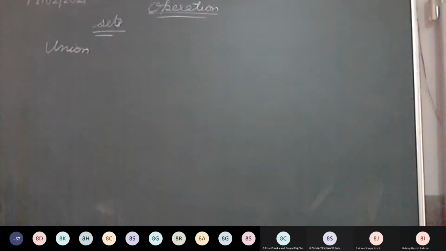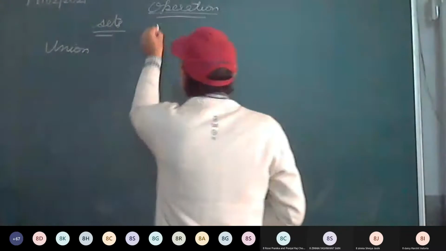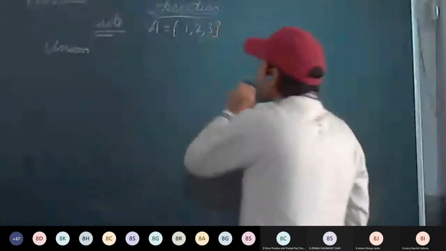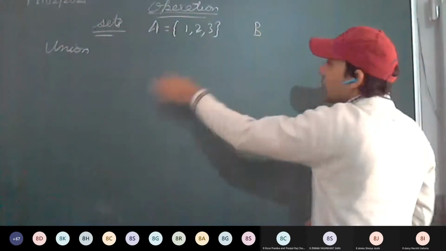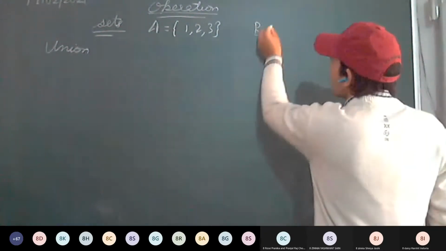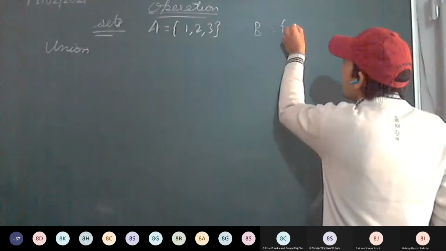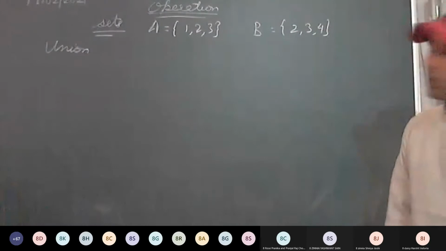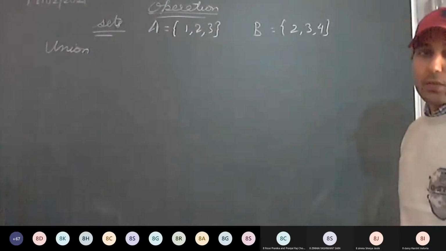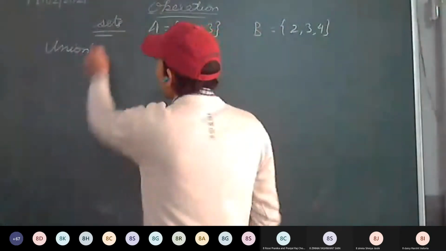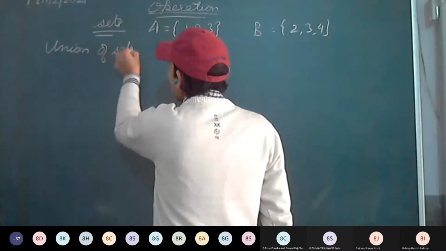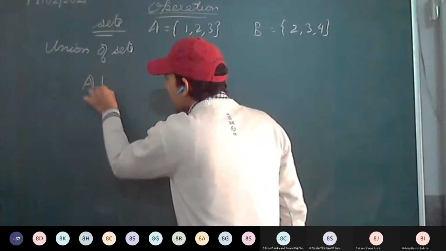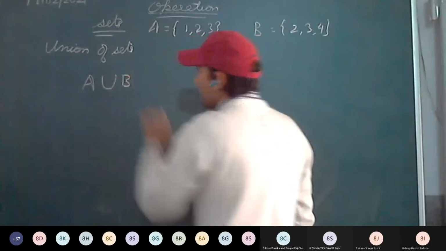For example, two sets will be given to you. A is 1, 2, 3. And one more set is given. We can operate on 2, 3, or any number of sets. B is 2, 3, 4. These are two sets. First, we are doing union of sets. How do we denote the union of two sets? A, then a cup shape, then B.